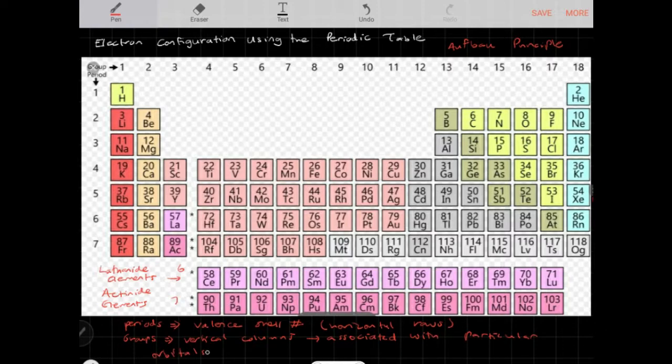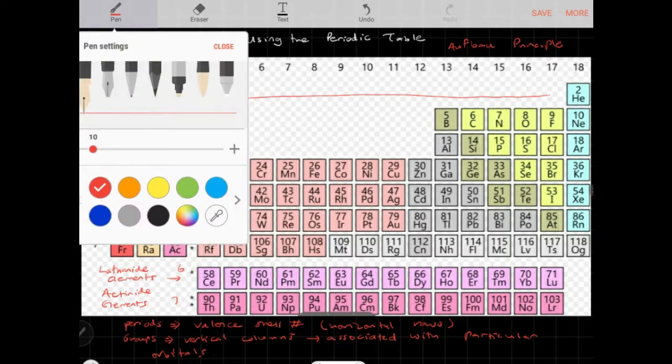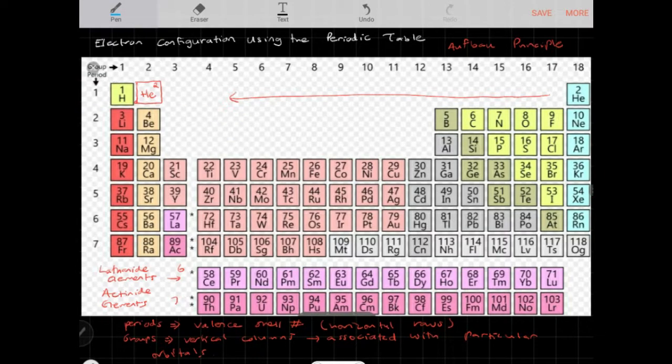This is how we can organize the periodic table in terms of orbitals, subshells, and electron shells. Now I'm going to take this helium here and move it all the way out here. So pretend that I move the helium here. The reason I've grouped this together is that all of this region here represents the s subshell.